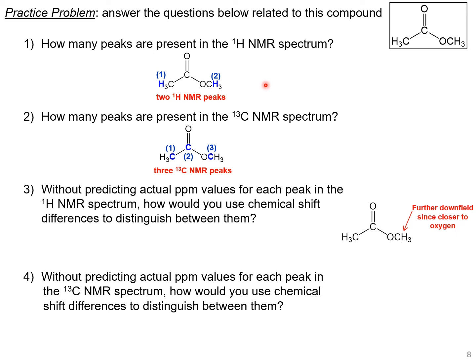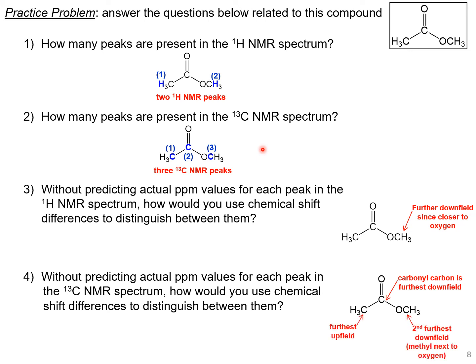All right, without predicting actual ppm values for each peak in the carbon spectrum, how would you use carbon chemical shift differences to distinguish between them? Well, we have three types of carbon, three peaks in the carbon spectrum. We know that the furthest downfield peak is always going to be the carbonyl. And if we use that general rule of thumb that electronegative atoms will bring peaks furthest to the left, further downfield in both proton and carbon NMR, you would expect that the methyl attached to oxygen would be further downfield than the methyl attached to the carbonyl.